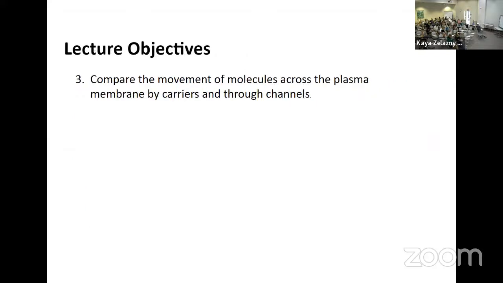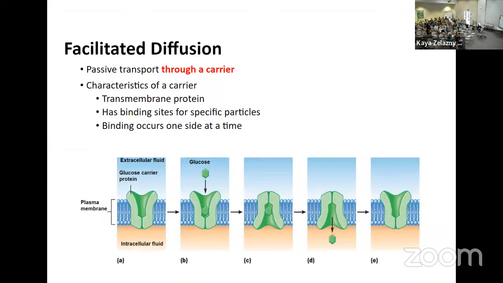Next, we're going to start to think about the pieces of this puzzle that require membrane proteins. We're going to start with facilitated diffusion and carrier proteins. So when we say that something is a carrier, if we say we have a glucose carrier, we're talking about a membrane protein that goes all the way through the membrane. So this is a transmembrane protein, integral protein, going all the way across.